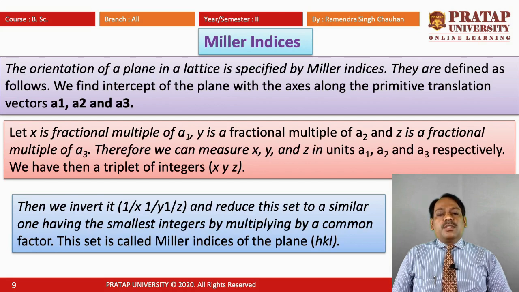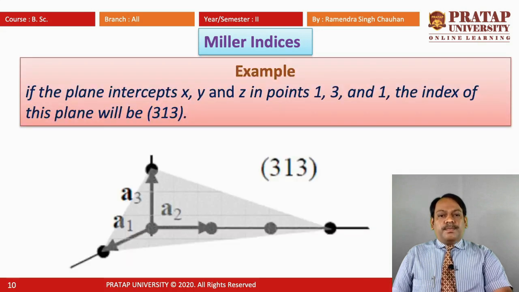That we will discuss by example. So what ultimately we are doing is finding the intercepts, then taking the reciprocal of them, and then reducing to the smallest integers. In this way the Miller indices of a plane are represented as HKL, which is the common symbol for the Miller indices.